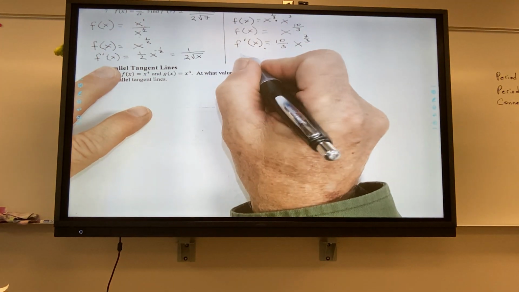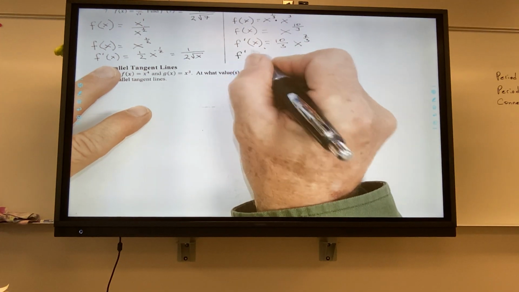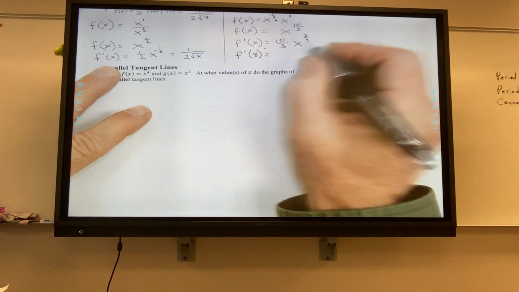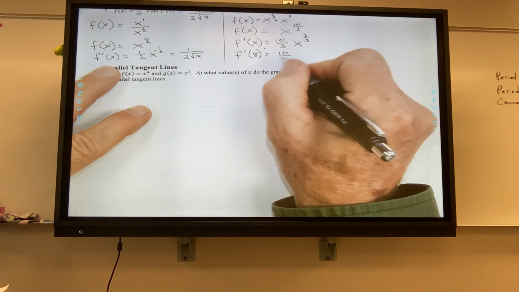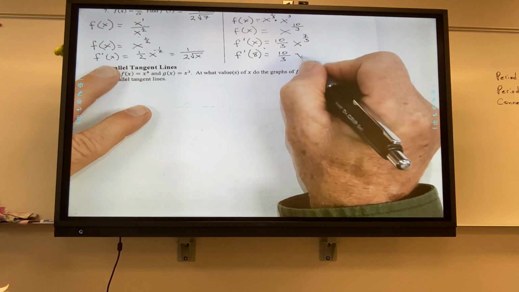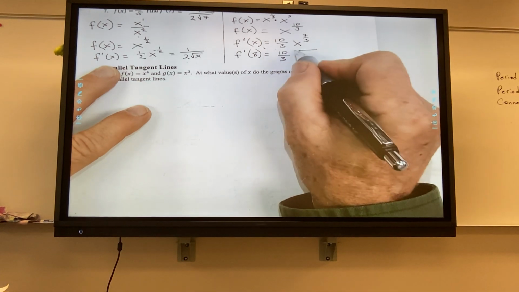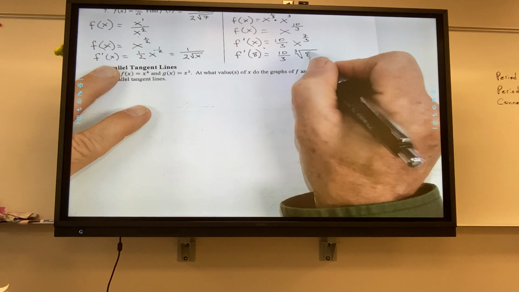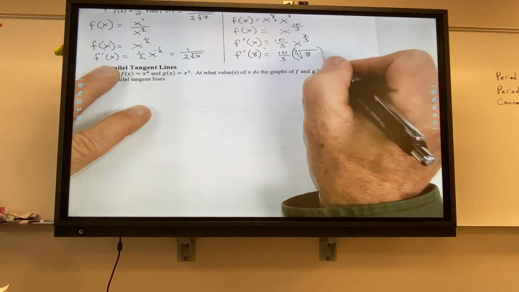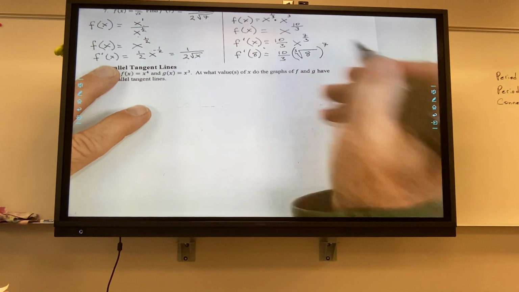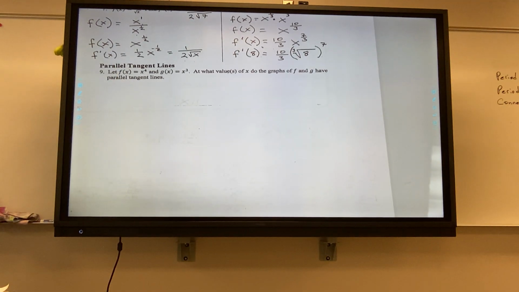So f prime of 8 is going to be 10/3 times the cube root of 8 to the 7th power. I could also do it that way. Now, why would I do it that way? Because, Jonah, I have no idea what 8 to the 7th power is. Not a clue. No, nothing.